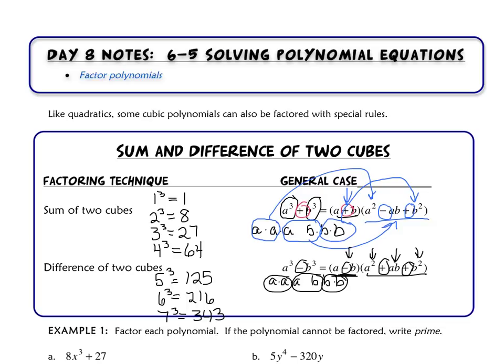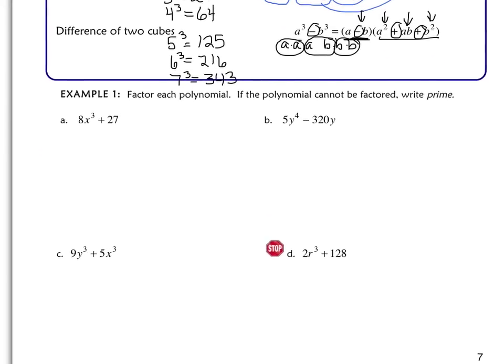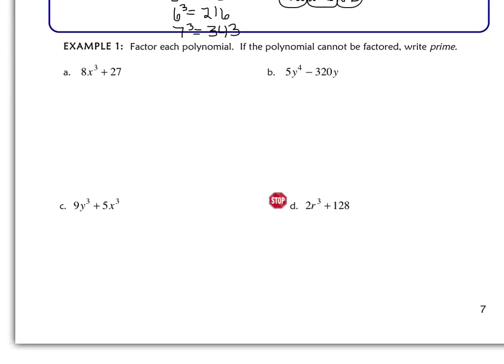All right, so let's take a look at example 1. We're going to factor each polynomial, and if it can't be factored, write prime. So let's look at the first one, 8x to the third plus 27. You always want to first check if there's a greatest common factor, something that will go into all the terms of the polynomial you're factoring. 8x to the third plus 27, there's nothing that can be factored out.